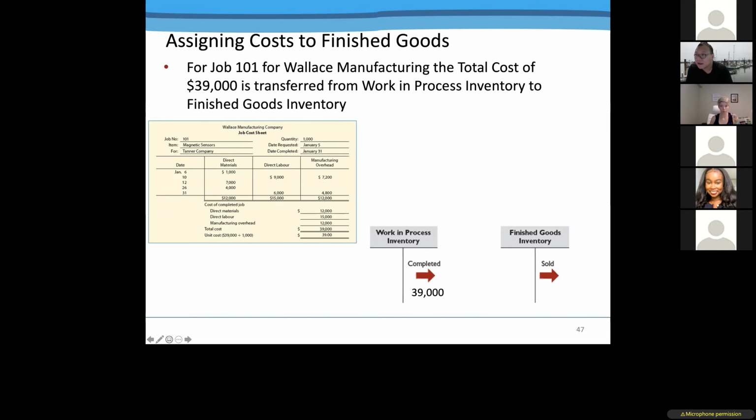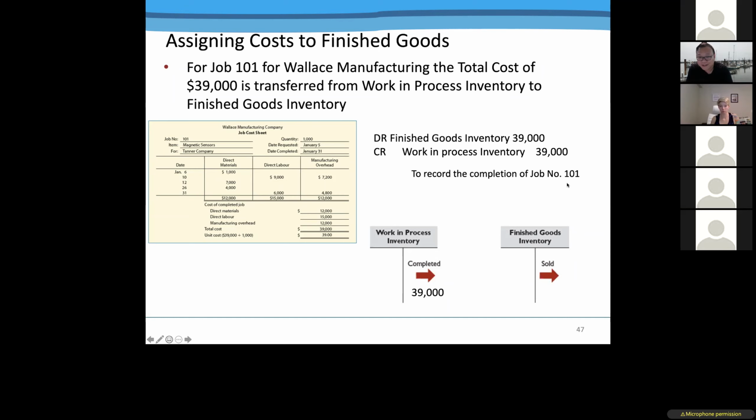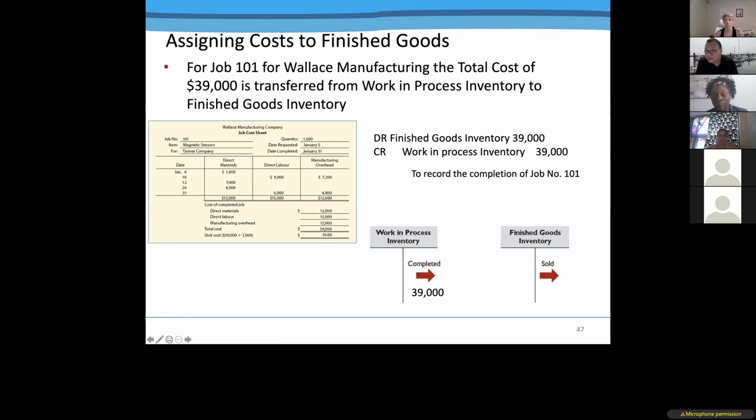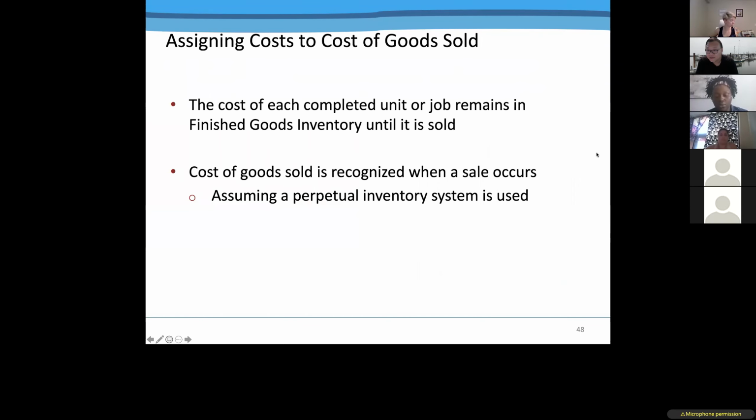Okay, Isabella? Would you credit work in process inventory and then debit finished goods inventory? Very good, good job. That's exactly right. The work in process inventory balance decreases, so you credit, and the finished goods inventory balance increases, so you debit. Does this make sense? Okay, good. I just want to make sure I can see everyone. I don't want to miss anyone's question.